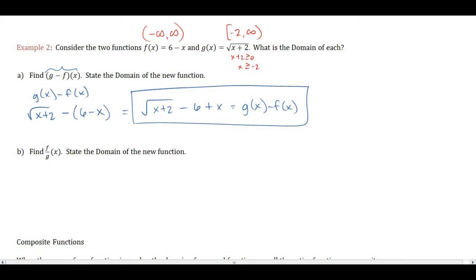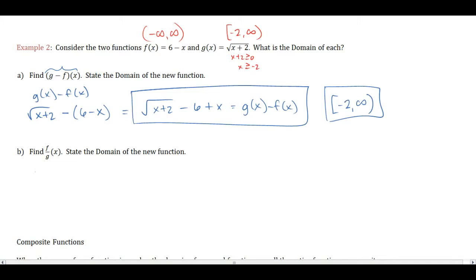What about its domain? There's no restriction on the x from the 6, but the x plus 2 under the radical means its domain would be negative 2 to infinity. Interesting to see that it was the same domain as up there, and in fact it makes sense because it was created from those two. Most of the time, you have to go with the more restrictive domain, because I can't just make up numbers that would cause something bad in one of them. And there's your answer.